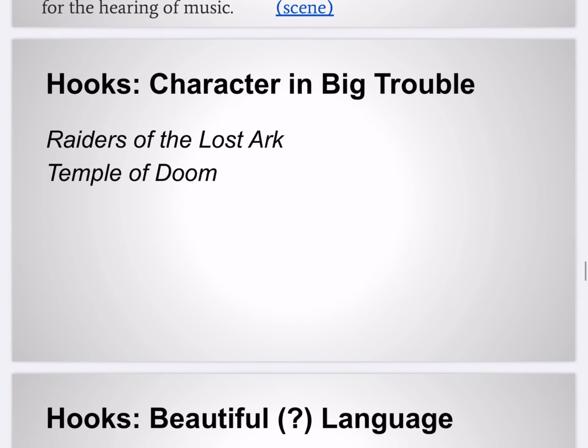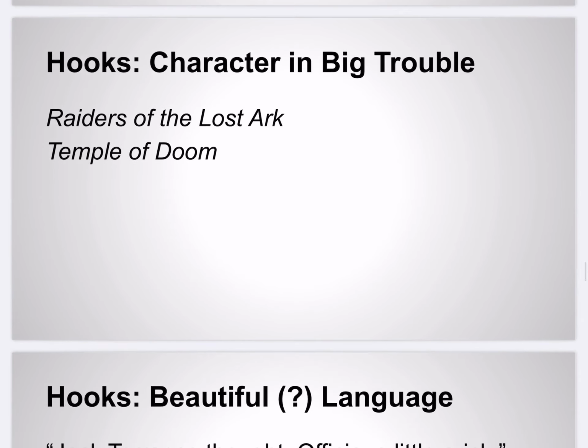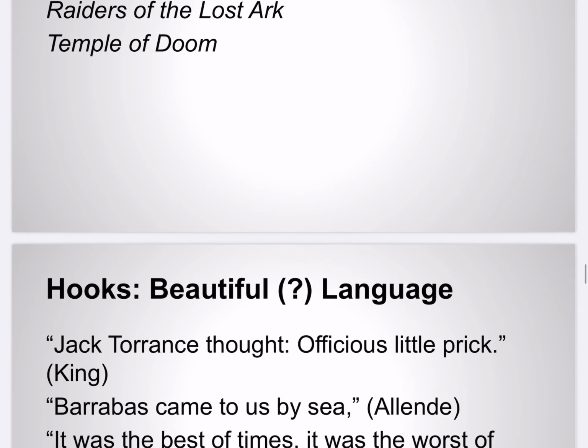You can also start your story with a character being in big trouble. Indiana Jones with a ball rolling down on him, running out of that temple. That's a great example. Or that's not Temple of Doom, that's Raiders of the Lost Ark. Temple of Doom, where it's the ice and the antidote for the poison he's just taken. That's pretty crazy in that nightclub.